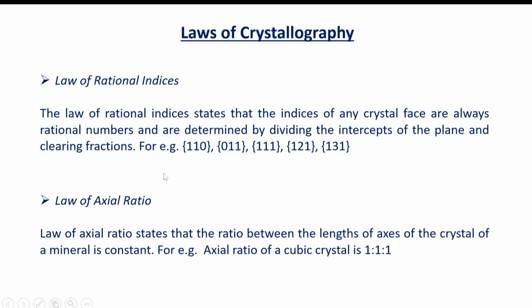So if you take a crystal of, for example, olivine, that is also a mineral. If you take a crystal of olivine from two different places, then also the axial ratio of your olivine will remain the same. For example, if I take the axial ratio of a cubic crystal, like a pyrite mineral which gives you a cubic crystal or the appearance of a cube, then you will always get an axial ratio of 1:1:1.